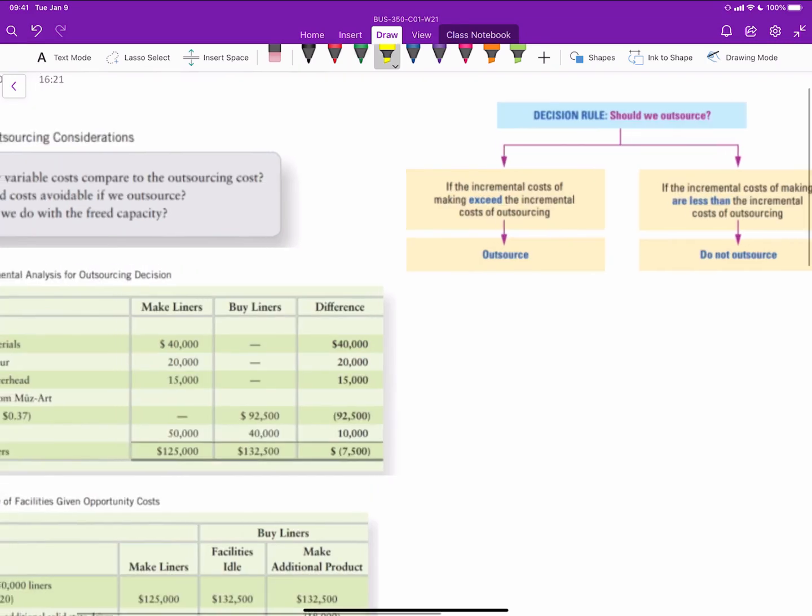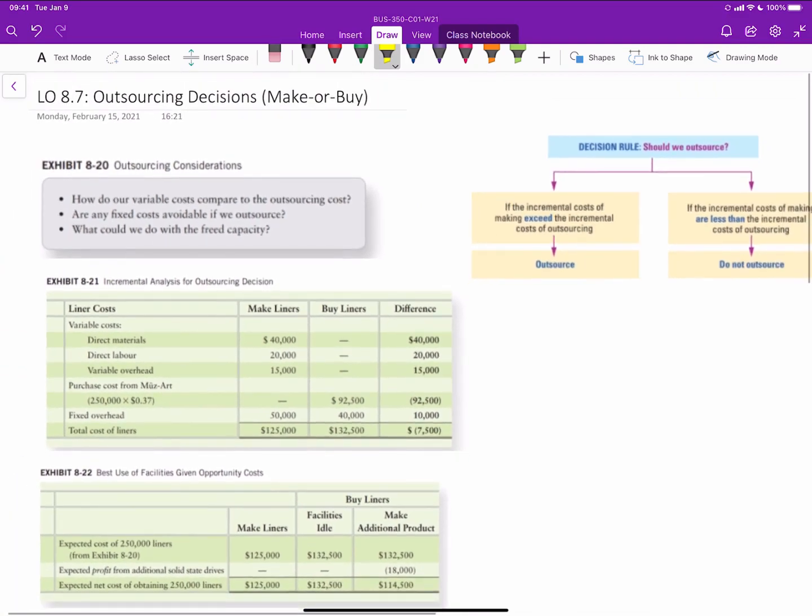So outsourcing is where a company decides whether it wants to make something itself or outsource to a third party. And the key considerations in this kind of decision basically include our variable costs, in terms of how our cost to make compares to the cost to buy, and to determine if there are any changes in fixed costs. With these two elements, a make or buy decision is, in essence, a cost minimization decision.